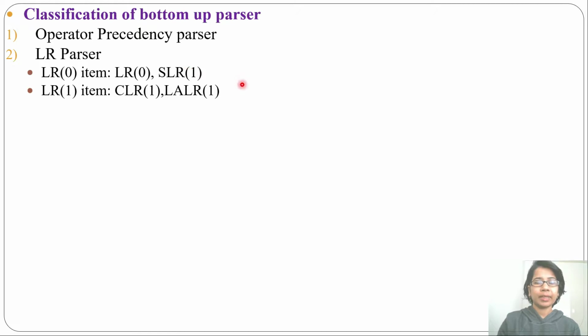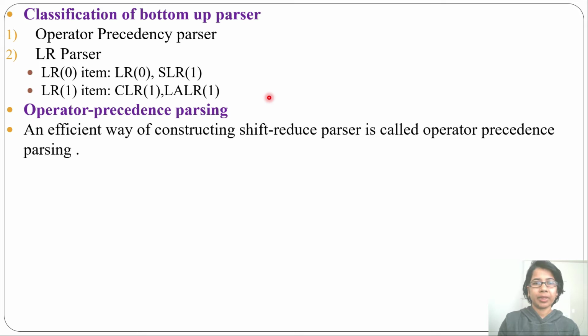Shift reduce parser, that is a general type of bottom-up parser. You can say all operator precedence parser, LR parser, all are shift reduce parser. And bottom-up parser is of two types. One is operator precedence parser and another is LR parser. First, I will discuss operator precedence parser. You can say an efficient way of constructing shift reduce parser is operator precedence parser. I already discussed how to do shift reduce parsing. Just go through the previous lecture.